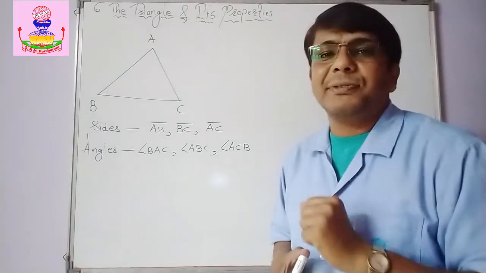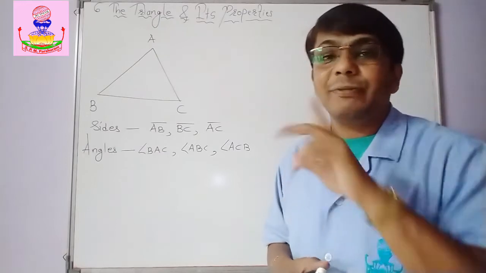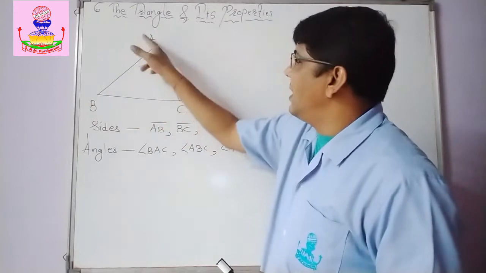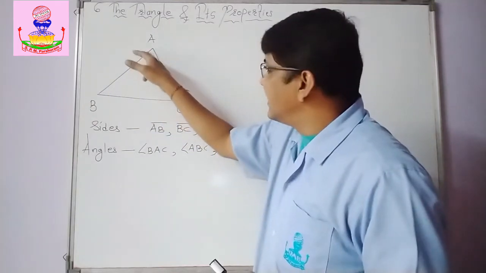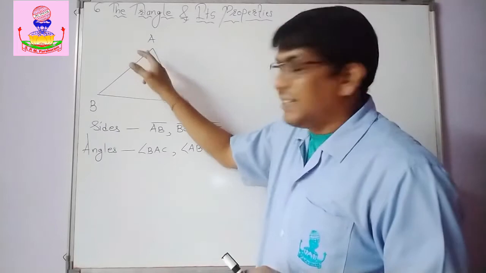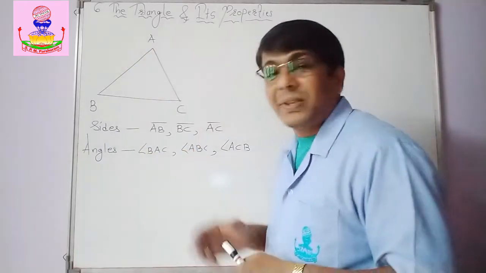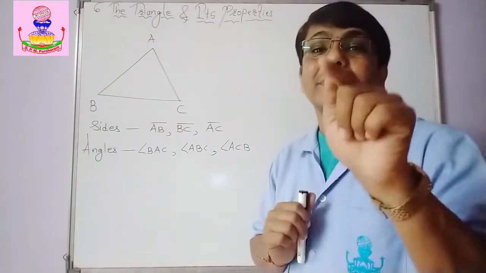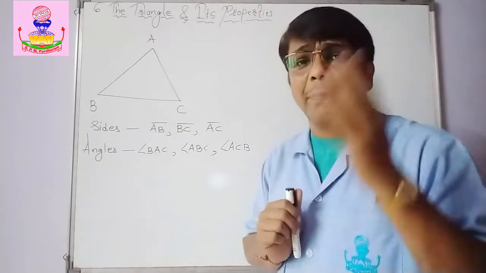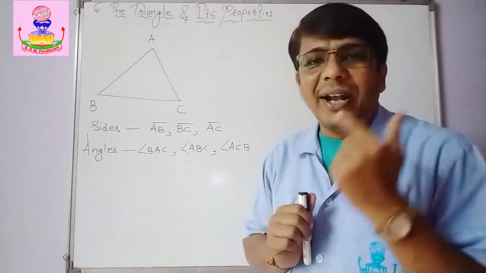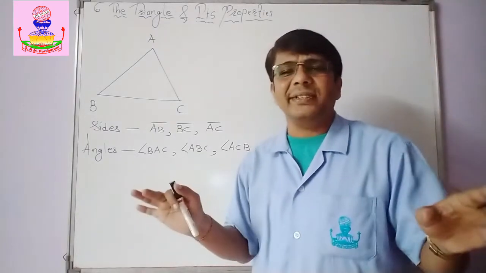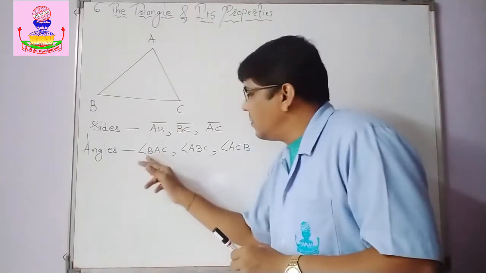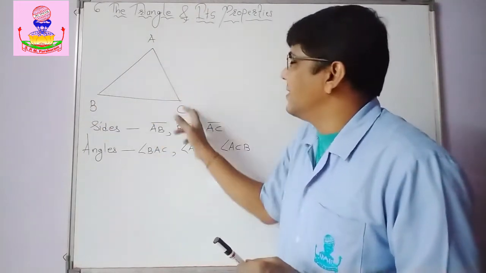Angles can be named in different ways. Either a single letter name, or three letter names, which you can write in two different ways. See here, angle BAC. Where is the angle? Here is the angle. Angle BAC. This middle letter tells you at which vertex the angle is formed. So remember that. That is most important. This is the basic. If you understand this basic, 9th standard geometry becomes easy. You will not make mistakes. So, angle BAC.